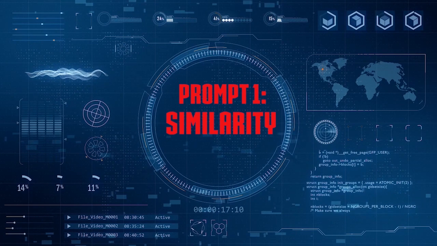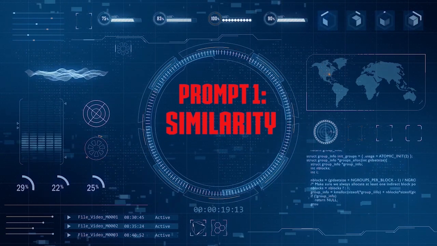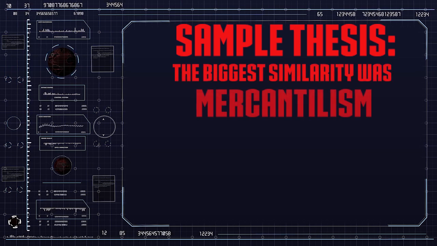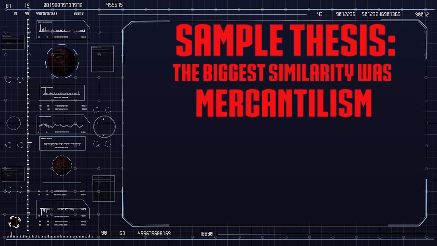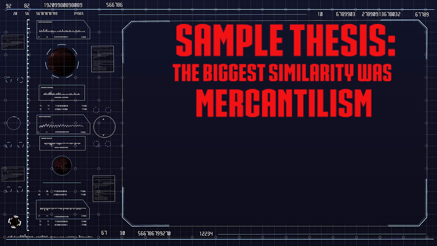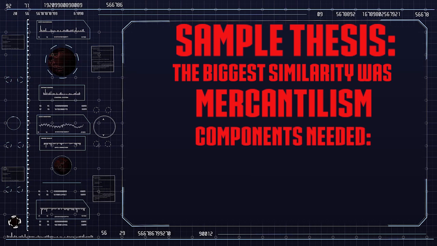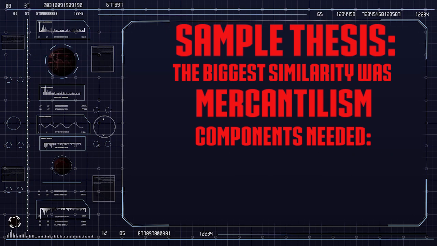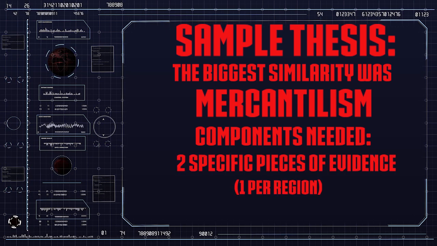So question A deals with the biggest similarity between the two regions. The thesis I'm going to design is the fact that both regions were tied to mercantilism, because all of the colonies were tied to mercantilism in this time in history. In a comparison SAQ, it's really important that you pick and explain at least one piece of evidence per concept that appears in the prompt.